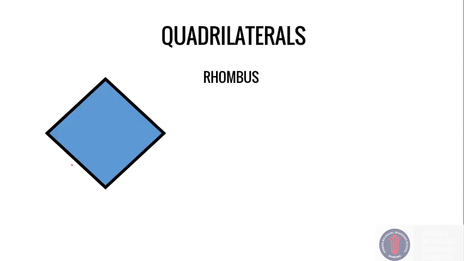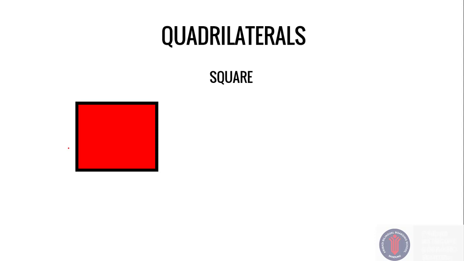And rhombus, the opposite sides are parallel. This one is parallel with this one, while this side is parallel with this side. And all sides are equal. Square, in a square, all sides are equal. 1, 2, 3, 4. Opposite sides are parallel and all angles are right angles. This one is a right angle. This one is a right angle. So there are 4 right angles in a square.